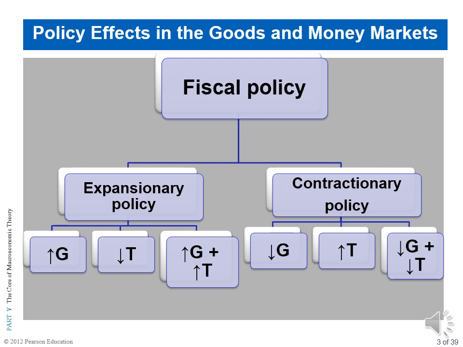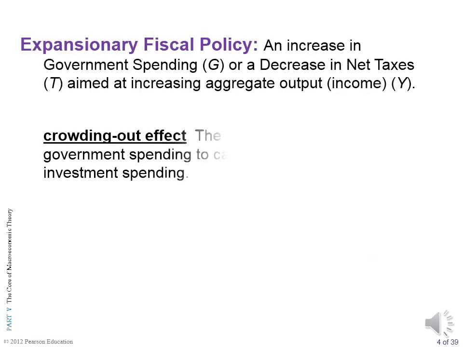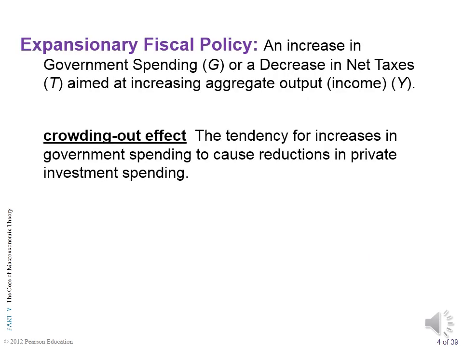On the other side, contractionary policy, سياسة انكماشية. What will we do to carry out contractionary policy? The government can decrease government spending, which is the first option, or it can increase net taxes, or it can decrease both government spending and taxes. Okay, so expansionary fiscal policy is an increase in government spending or a decrease in net taxes aimed at increasing aggregate output.